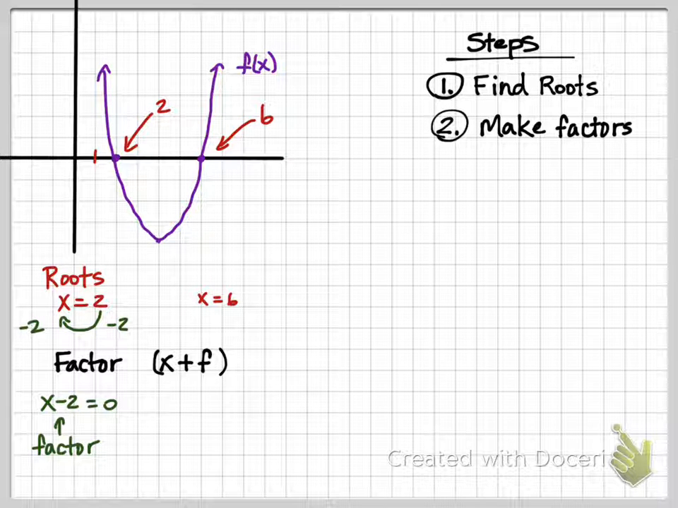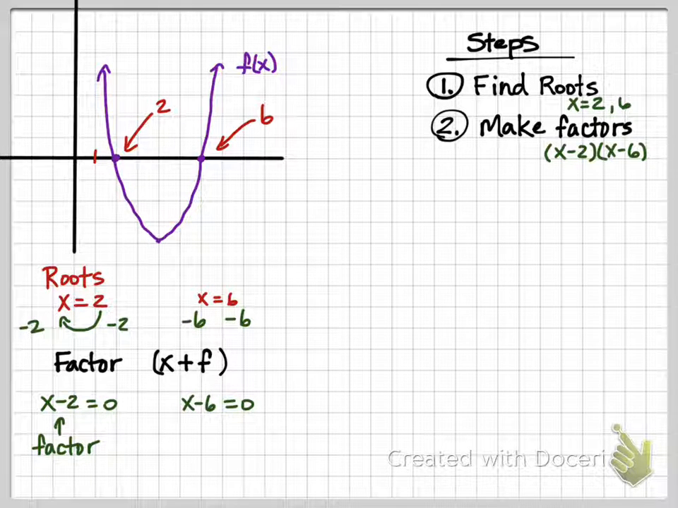Hooray, factors. We're going to do the same thing with our 6. It's a positive 6, so we subtract a 6 from both sides, and we get x minus 6 equals 0. So we have factors. Our factors are x minus 2, x minus 6. Let me put that here. So for roots, we have x equals positive 2, positive 6. Factors, we have x minus 2, x minus 6.